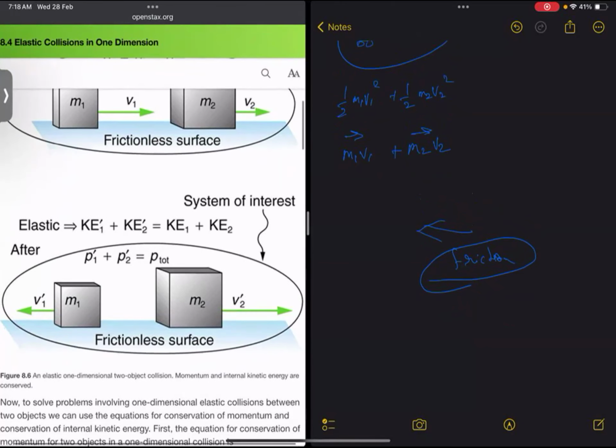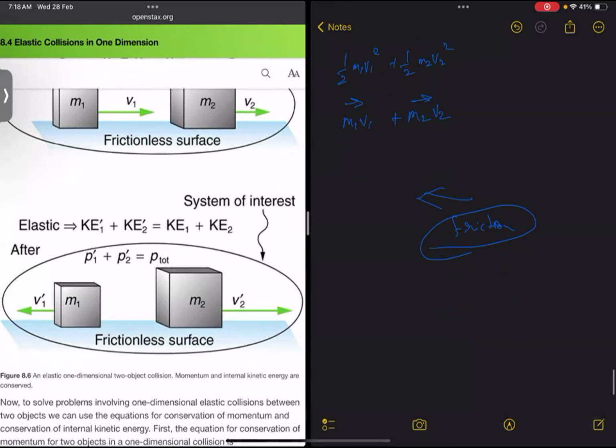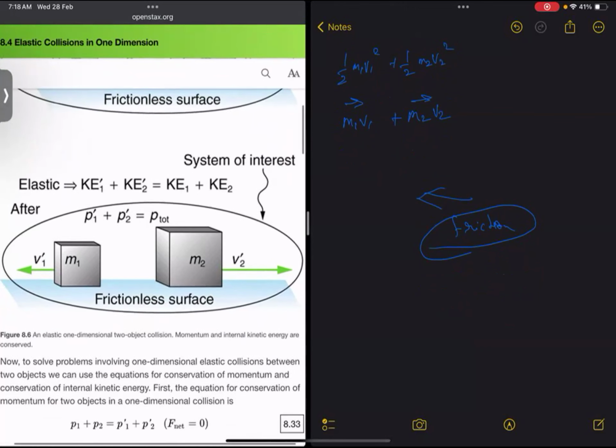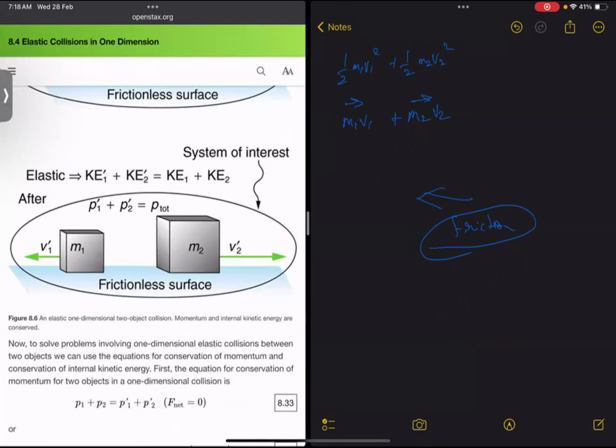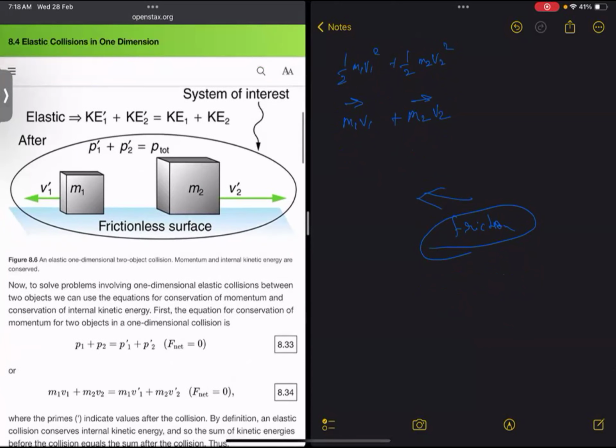And if the initial kinetic energy is equal to the final kinetic energy, then the system we have selected, which has undergone collision, has had an elastic collision. Is that making sense?